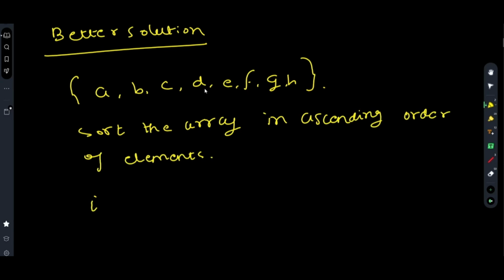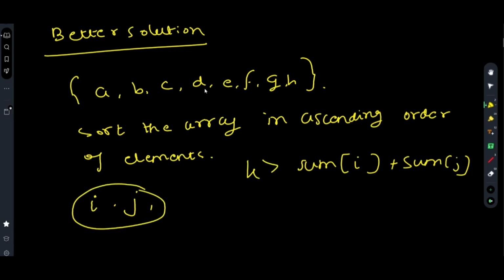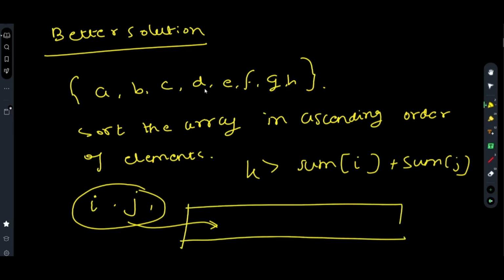such that when you are at index I, you know that everything on the right of I is greater than I. So if you have to pick up 3 numbers, let's say you have already picked up 2 numbers I and J. The third number K must be greater than the sum of I plus J. You can understand very well that the sum of I plus J will always lie on the right hand side. So this number K, which is greater than the sum of I plus J, must always lie on the right hand side of this particular array.